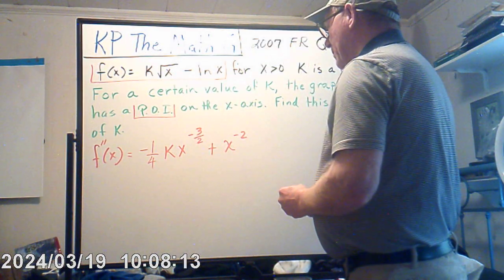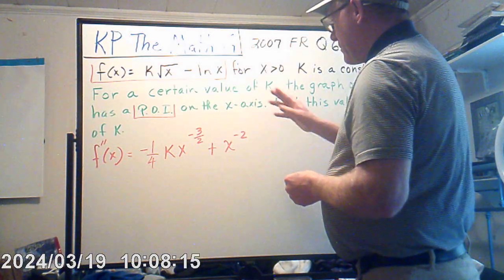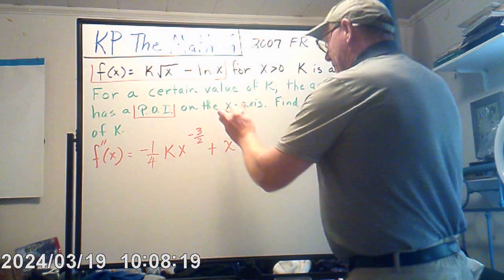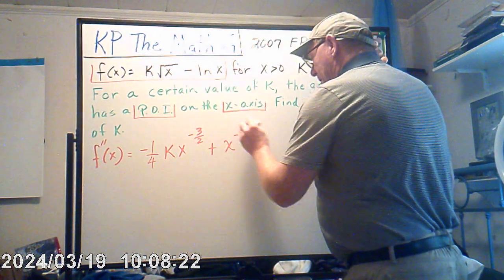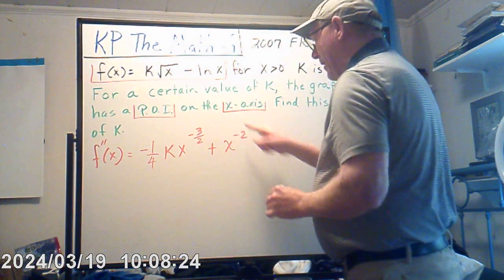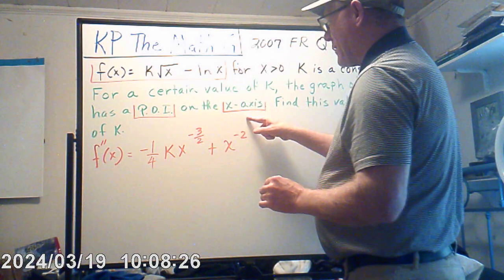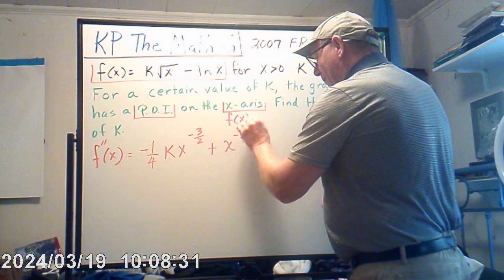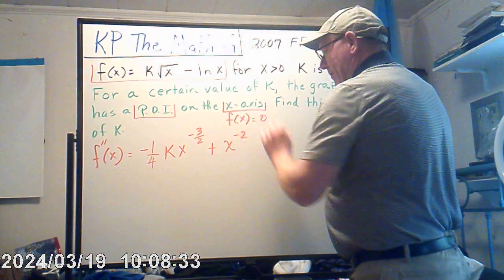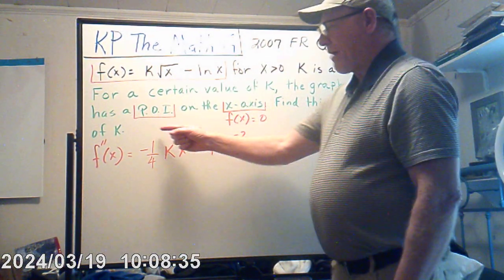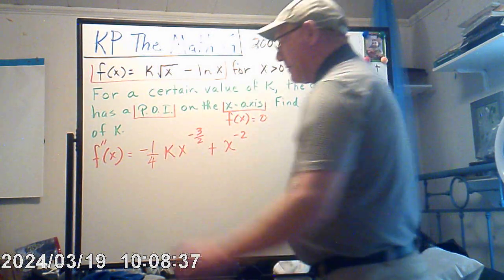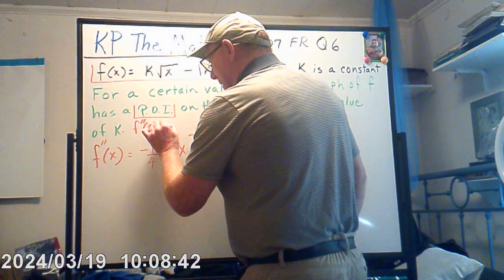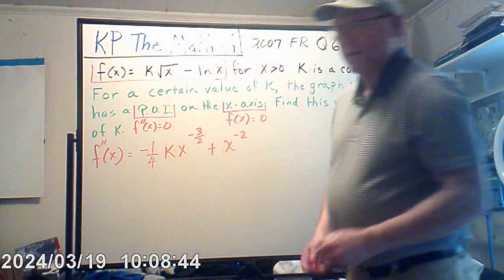Now, okay, two things we know. The fact that we look at these two right here. If we have this point of inflection on the x-axis, that means that y, or f of x, is equal to 0. If we have a point of inflection at all, then we know that f double prime of x is also equal to 0.